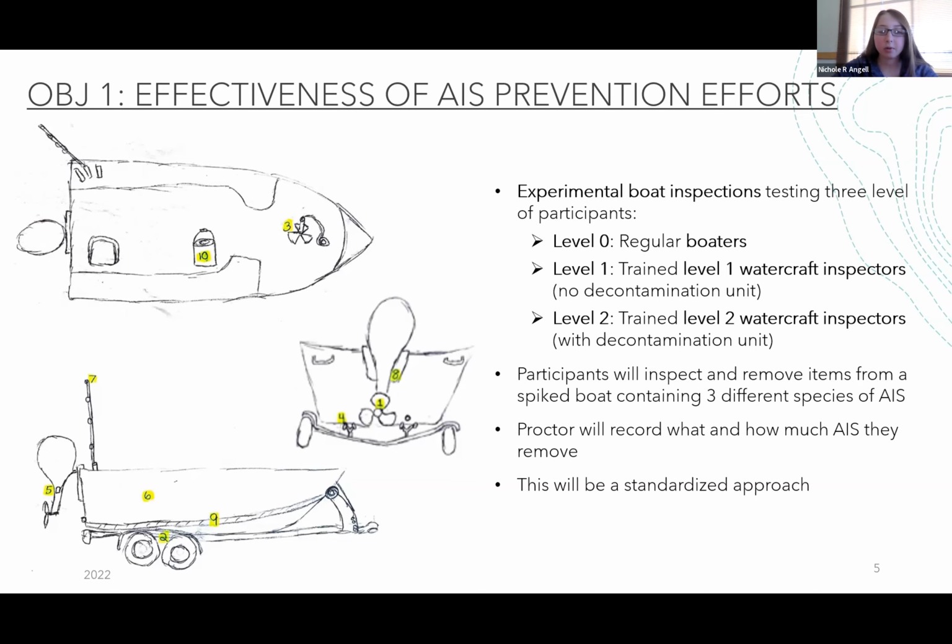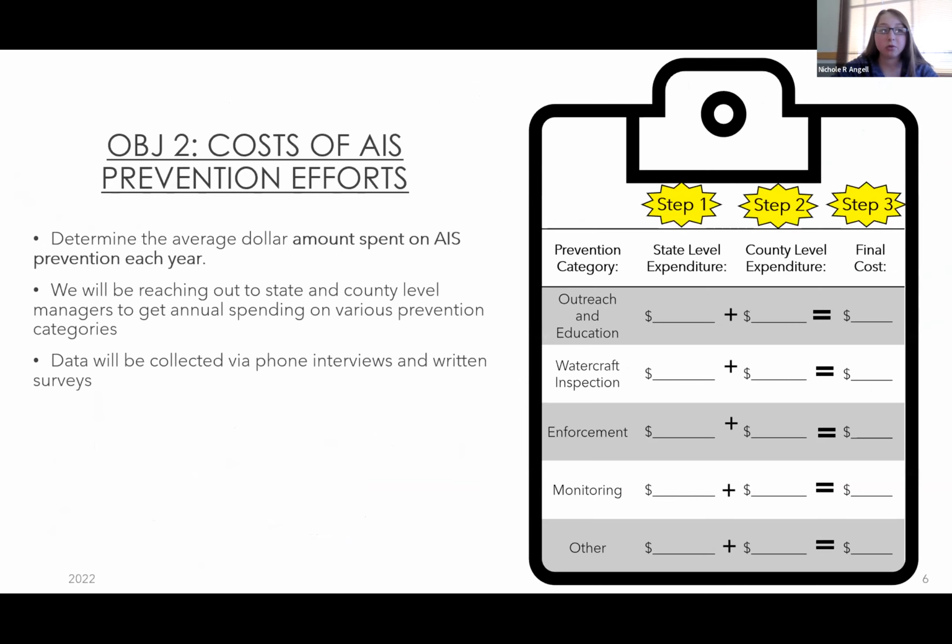So now that we know a little bit about objective 1, let's move on to objective 2, and that is determining the cost of different prevention efforts. For the sake of time, I'm just going to briefly go over this, but we're basically going to reach out to state and county level managers via phone interviews and written surveys and ask them what they're spending on these different prevention categories. And from that data, we'll be able to get this final overarching cost that's representative of the entire state of Minnesota.